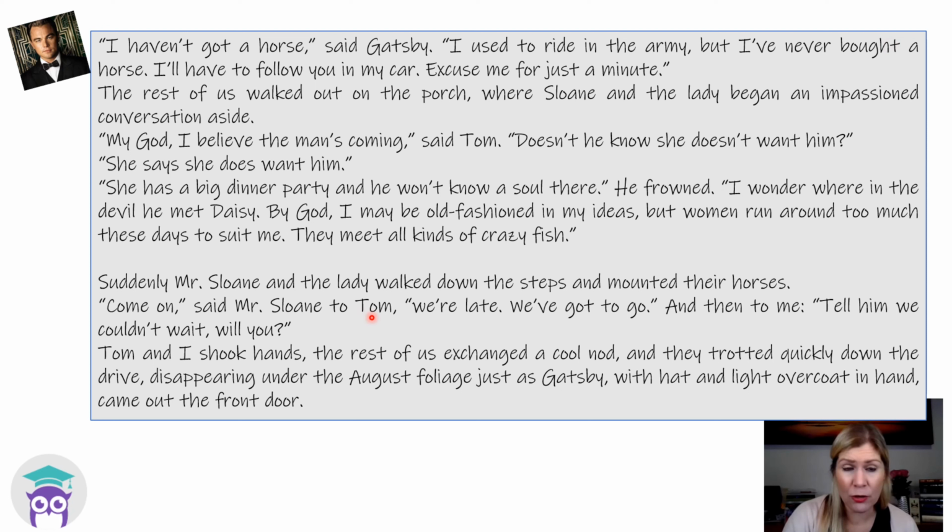And so Tom and his friends disappear just as Gatsby, with hat and light overcoat in hand, comes out of the front door. And so there's a sort of sense of him being abandoned in this moment, assuming that they would want to accept him. And this is really what Jay Gatsby wants. He wants acceptance into a fold, into a group of people that he's never going to be able to reach.